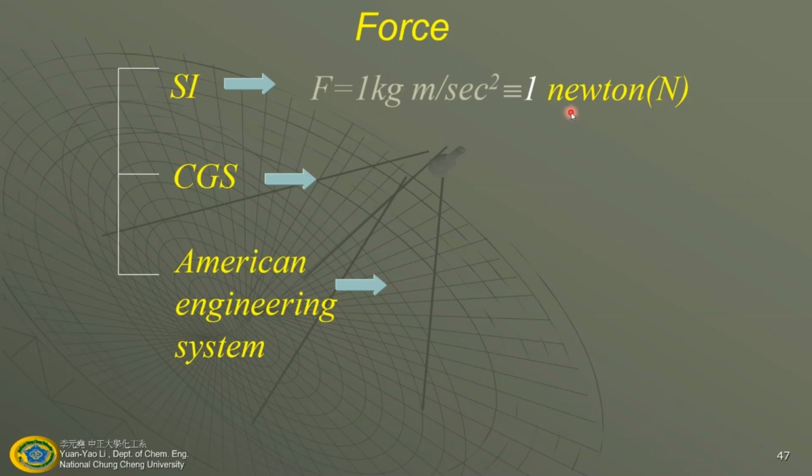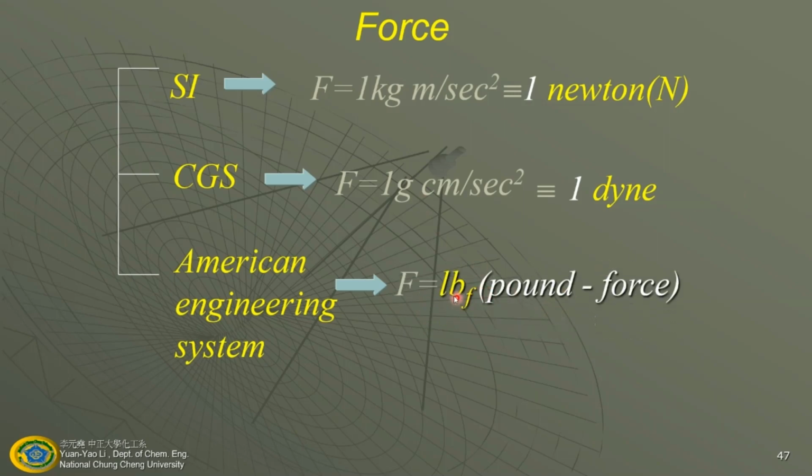But of course, we can use a derived unit. We call this Newton, right? How about CGS? CGS is 1 gram times centimeter divided by second power 2, and that's what we call dyne. How about the American Engineering System?